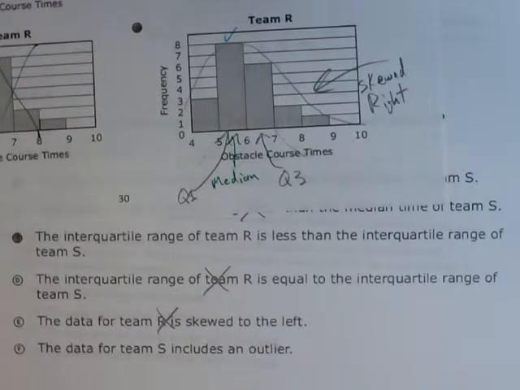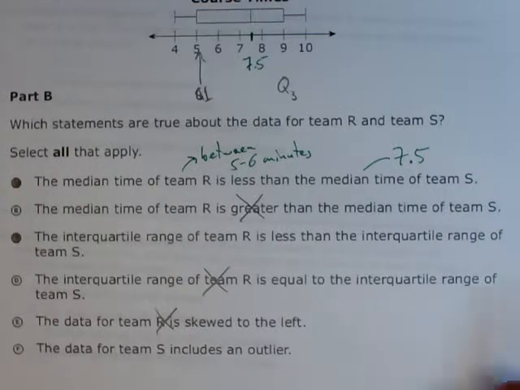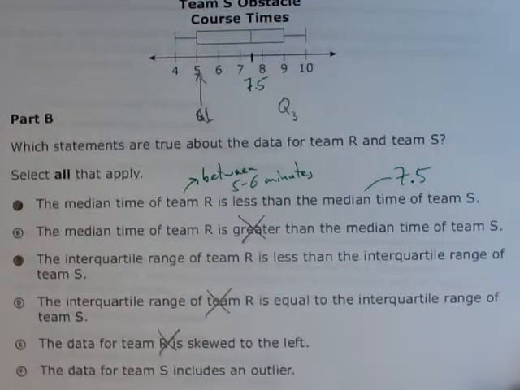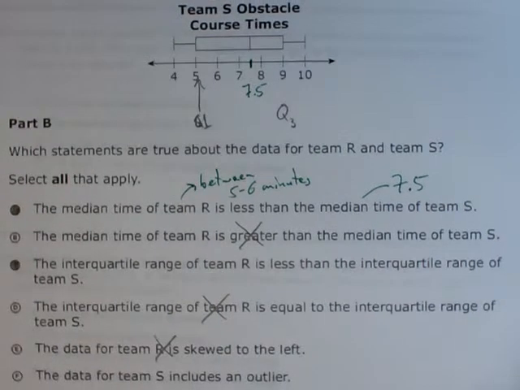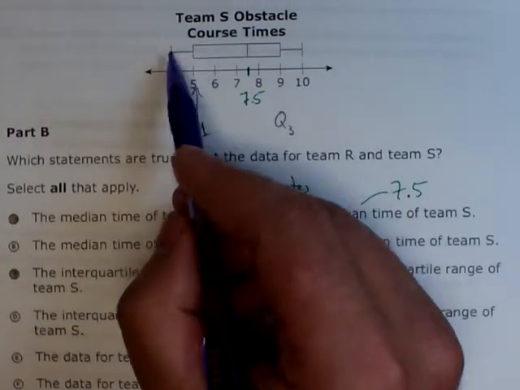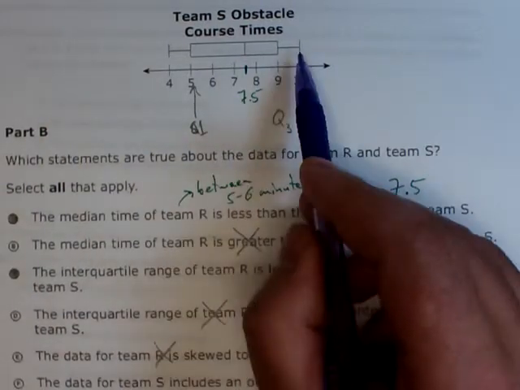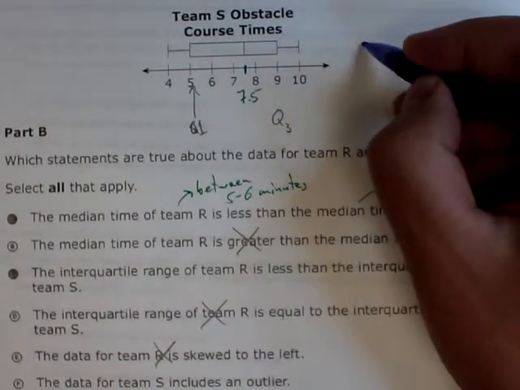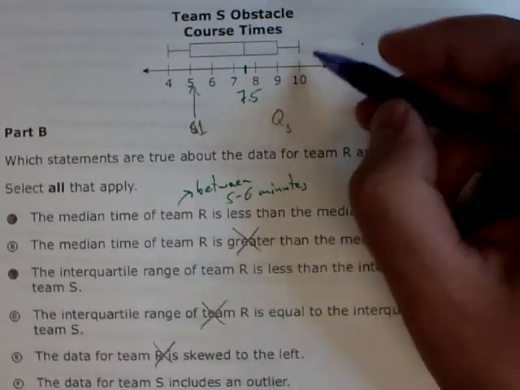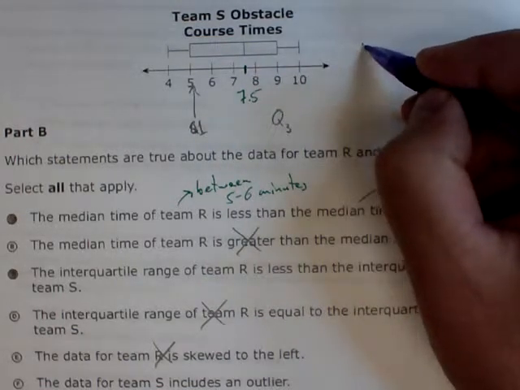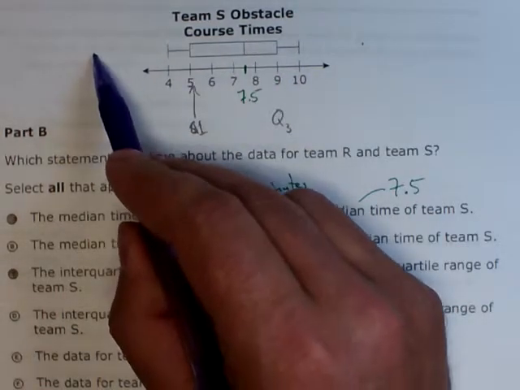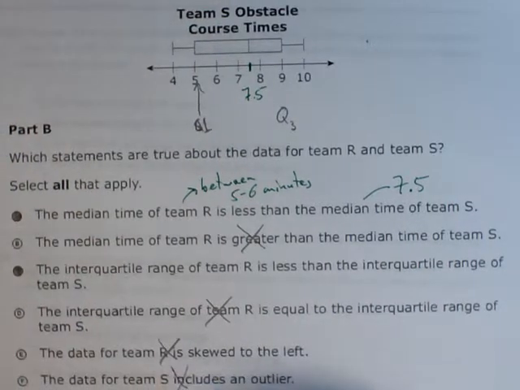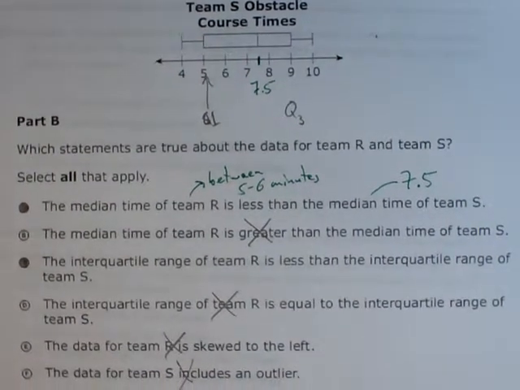The data for team S includes an outlier. Well, if there was an outlier, one of these whiskers would have to be super long, right? If there was a person way out here very different than the rest, then the max would go out to there. Or if there was someone much lower. So that's not true. So it looks like A and C.